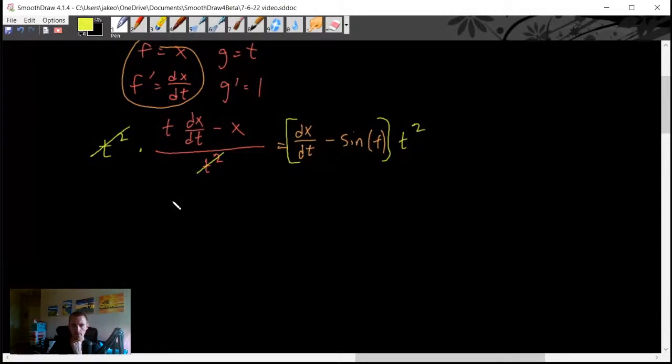So that's going to cancel with that. We're going to be left with t times dx dt minus x equals, and then what I'm going to do is go ahead and distribute this in. So we do want to do that as well.